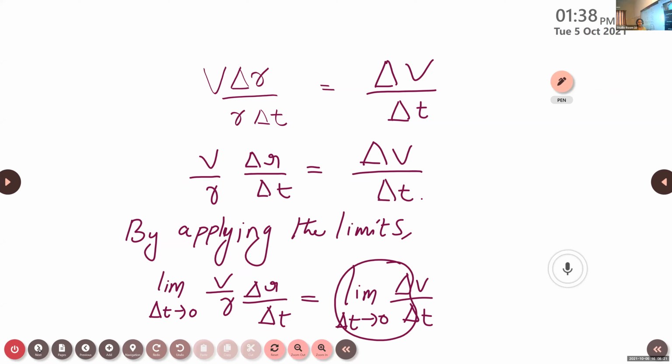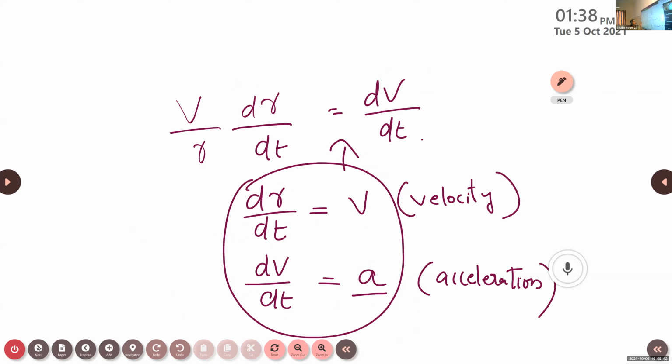And we know that whenever we apply the limit, it means we are taking a very small value of time. Here delta t tends to 0, it is assumed to be a 0 value. So this limit delta t tends to 0 and the delta combined together, we can express in terms of the d by dt form. So v by r into dr by dt is equal to dv by dt.